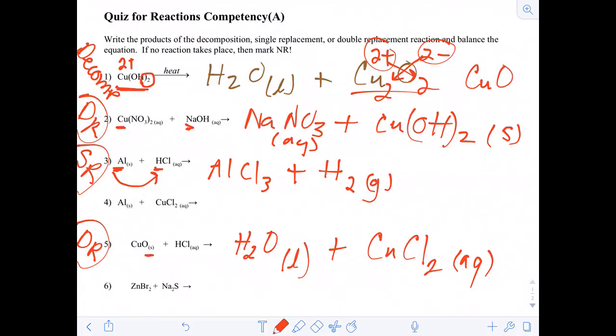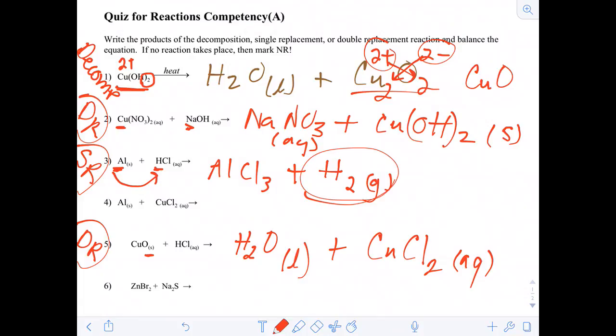If the product of your last reaction has to be metal by itself, which one of these 3 types of reactions, decomp, double replacement, or single replacement, is going to do that? Single replacement. You see this third one right here, number 3? See how that metal is all by itself? That's the idea. If you want a metal all by itself, you have to do a single replacement.